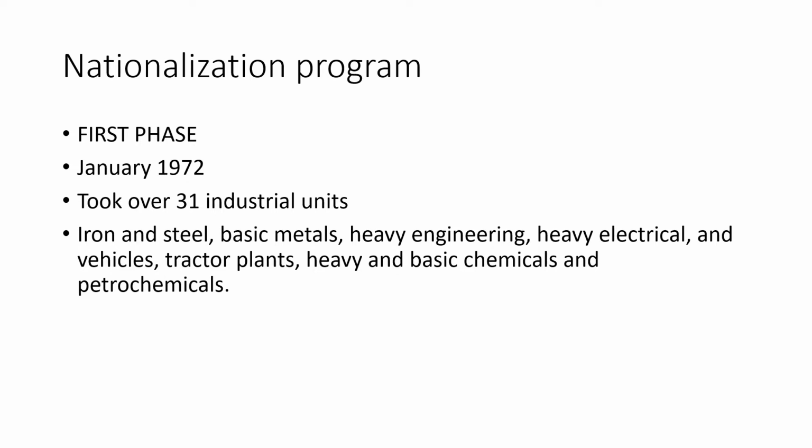He introduced the nationalization program in two phases. The first phase was launched in 1972, and in this phase 31 industrial units were taken over by the government. Among these were the iron and steel industry, basic metals, heavy engineering, heavy electrical, vehicles, tractor plants, heavy and basic chemicals, and petrochemical industries. So these were the industries that were nationalized in 1972 in the first phase of the nationalization program that was launched by Zulfikar Ali Bhutto.